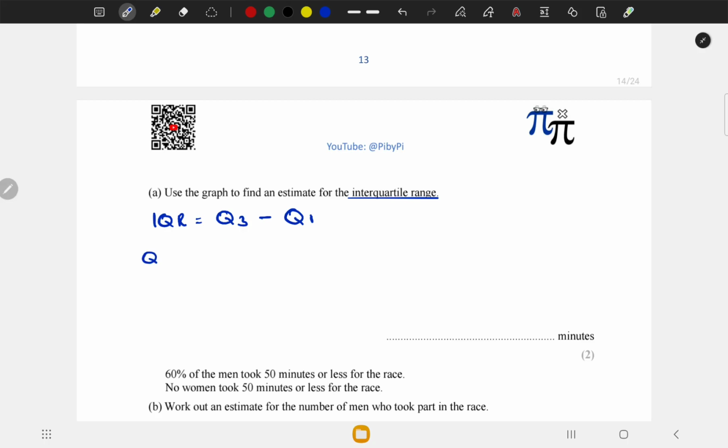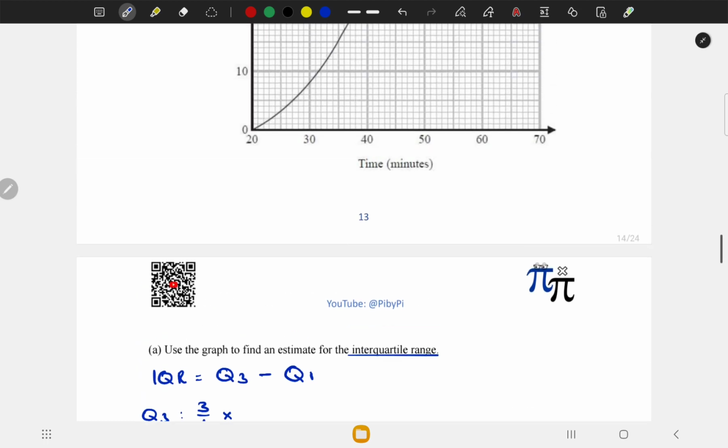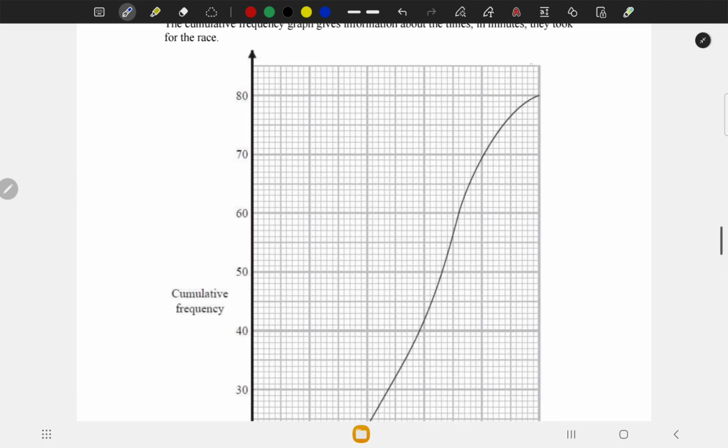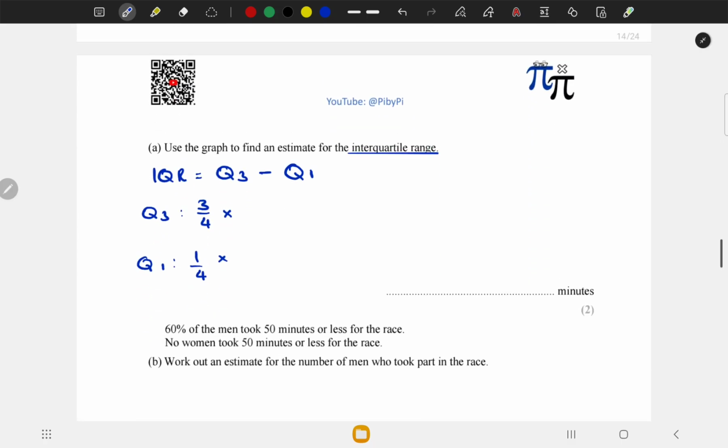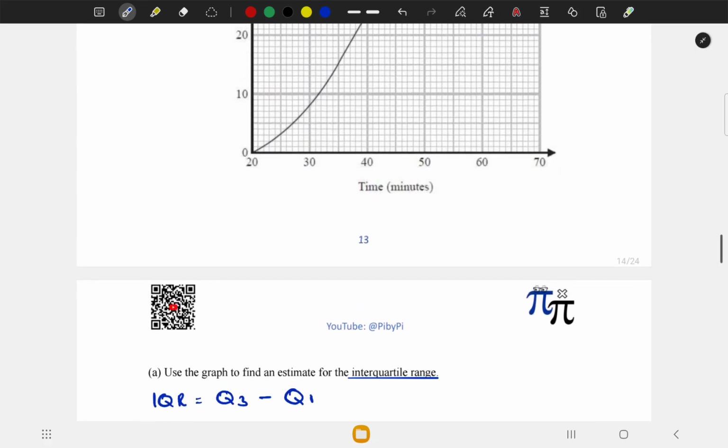The upper quartile is always 3/4 into the data, and the lower quartile is a quarter way into the data. So in this case, because the cumulative frequency graph is drawn, you come to your curve and see where the highest value is. And the highest value here is at 80. So we're going to take each one of these and multiply them by 80. This is going to give me 60, and this is going to give me 20. Now that's not my upper and lower quartile. What I need to do is go back to my curve and take the reading at where the cumulative frequency is 20 and where it is 60.